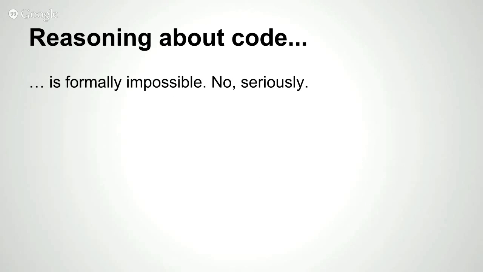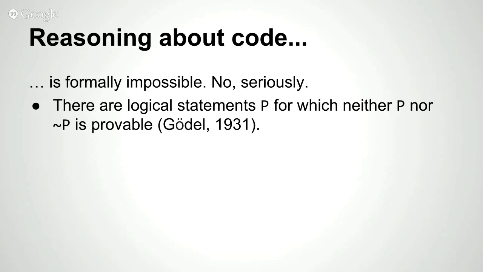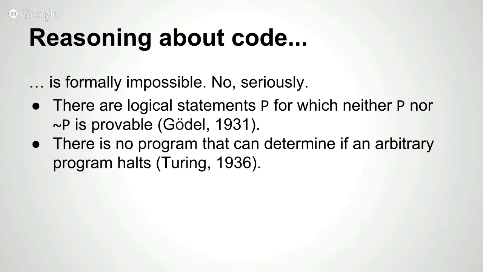Now, reasoning about arbitrary code is formally impossible. Gödel proved that there are statements that are neither provable nor refutable. And then 5 years later, Turing proved that there's no program that will tell you if an arbitrary program halts.